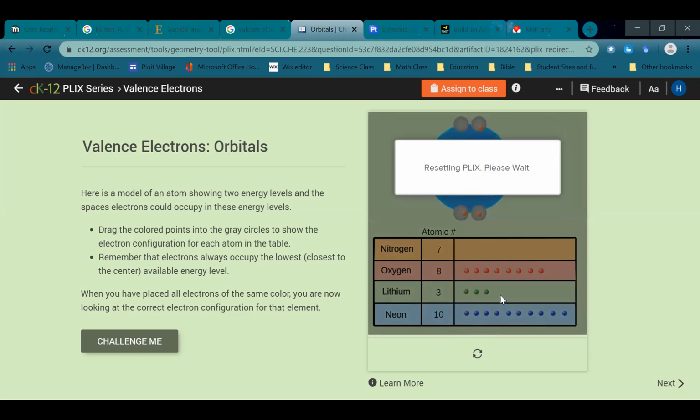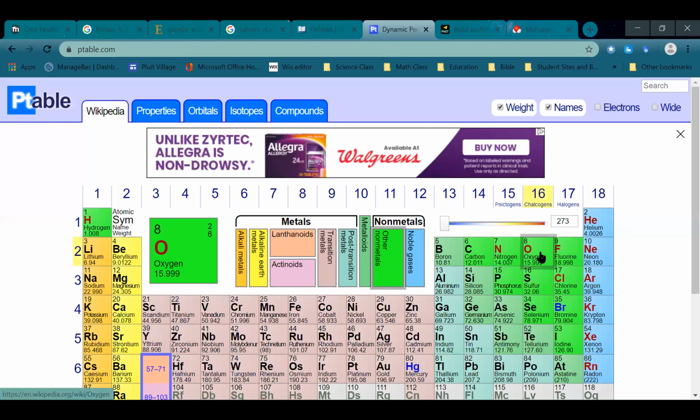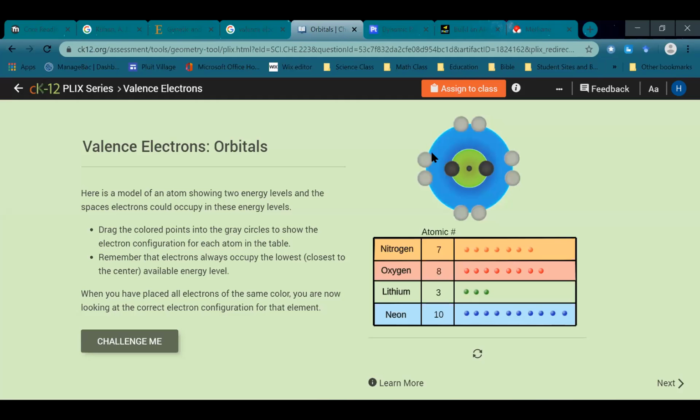Let's do another example. Oxygen has an atomic number of 8. Up in that top left-hand corner, you can see that. So if I were to fill this up, 1, 2, 3, 4, 5, 6, 7, 8. Right, now we have 8 electrons, but we only have 6 valence electrons because that's how many are in the outer shell.